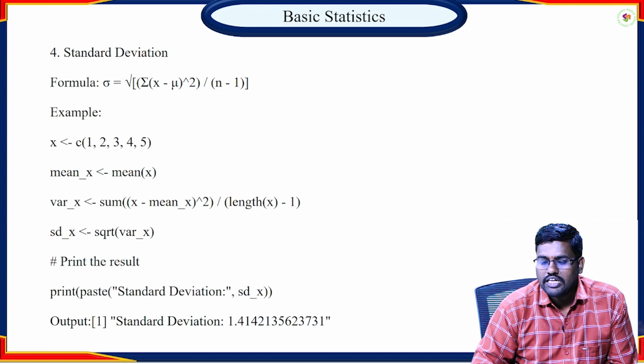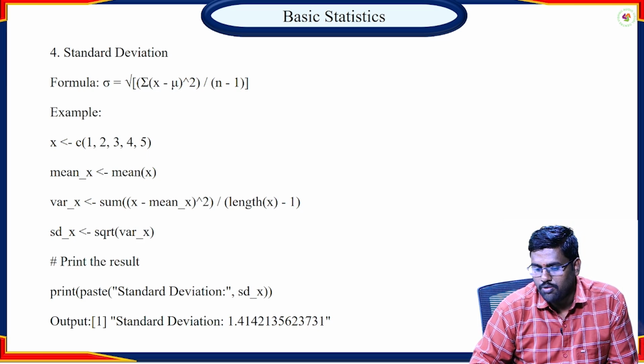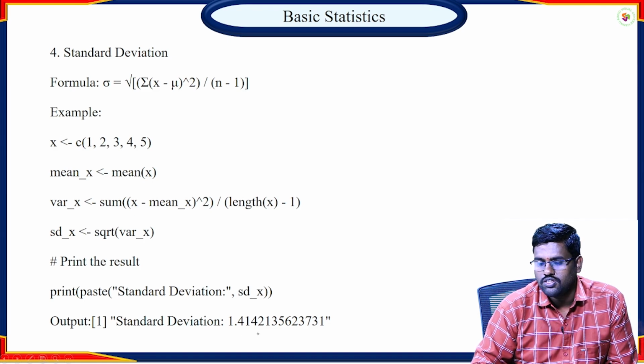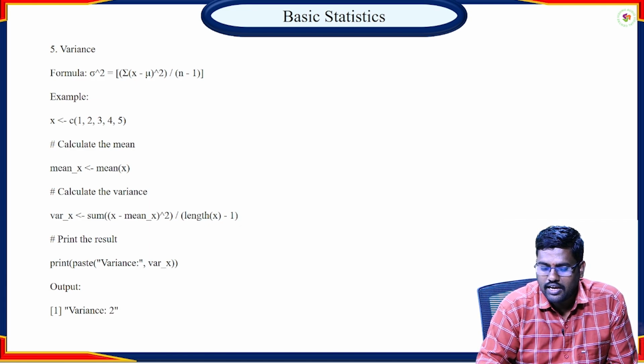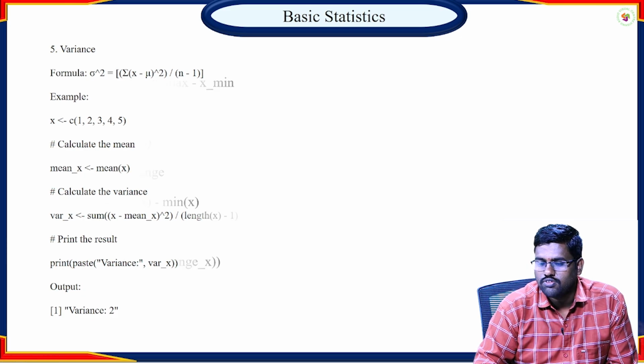Next one is standard deviation. Standard deviation is represented with sigma. It is the square root of sigma of x minus mu, the mean value, power 2, divided by n minus 1. N means the number of values available in your vector. First we have to calculate the mean, next the sum, and the square root of the variance gives our standard deviation. Next variance: sigma of x minus mu power 2 divided by n minus 1. The variance is calculated like this, just taking the values and substituting them in the formula itself.